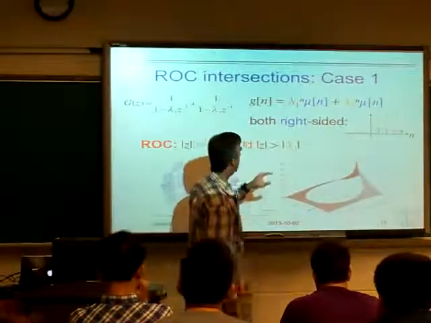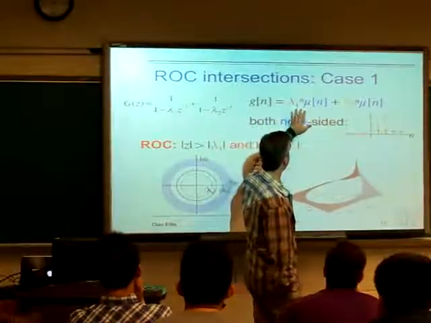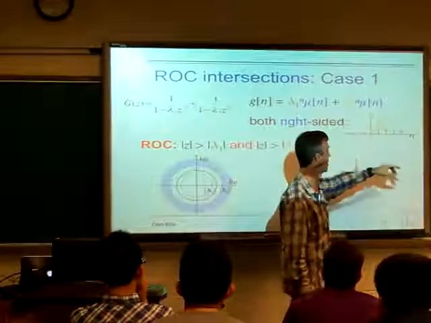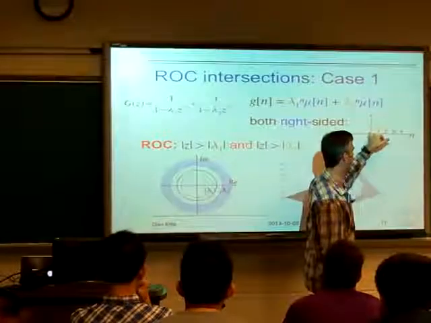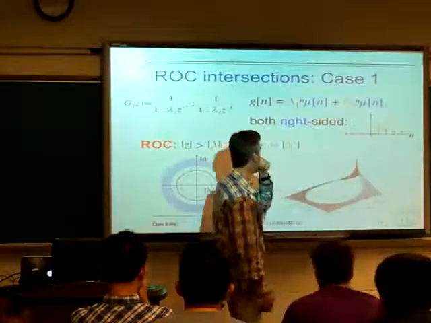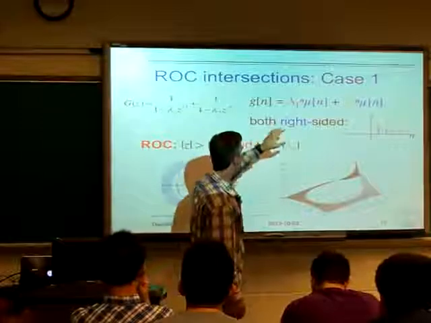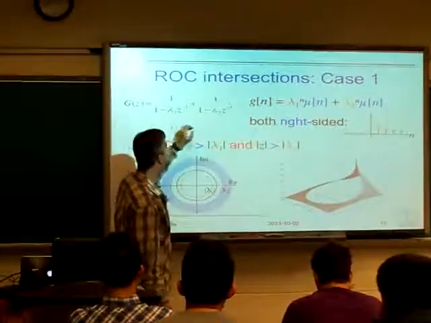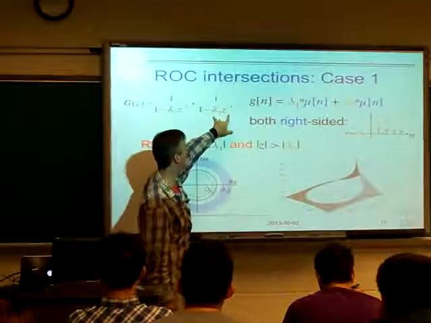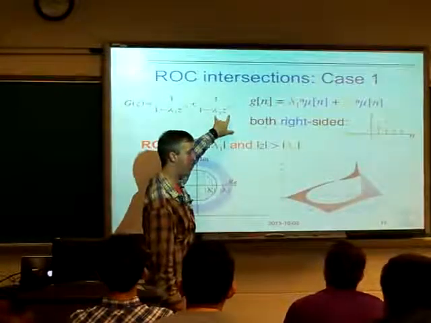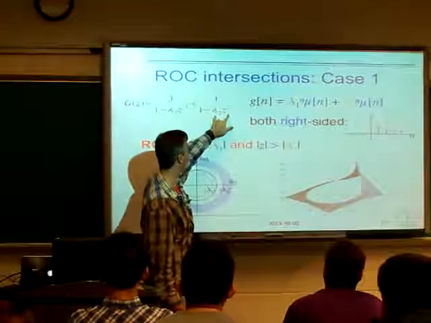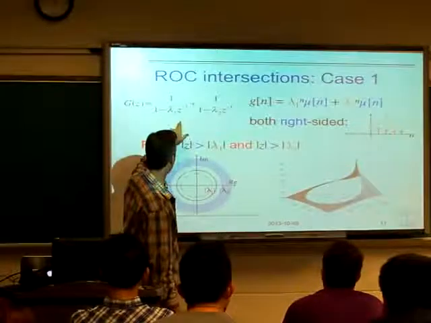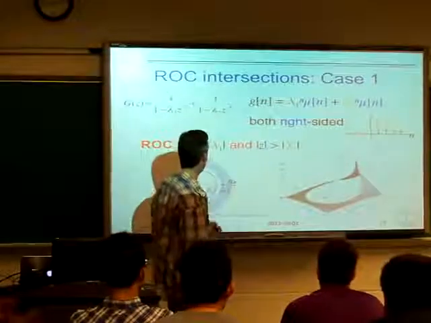So case 1, we have g[n] equals lambda 1 to the n u[n] plus lambda 2 to the n u[n]. So there are two right-sided sequences, one of which is converging, one of which is diverging. When we take the Z transform, we'll find that because they're both right-sided, we need both of these terms to be smaller than 1 in magnitude, which means that |z| has to be larger than lambda 1 and larger than lambda 2.